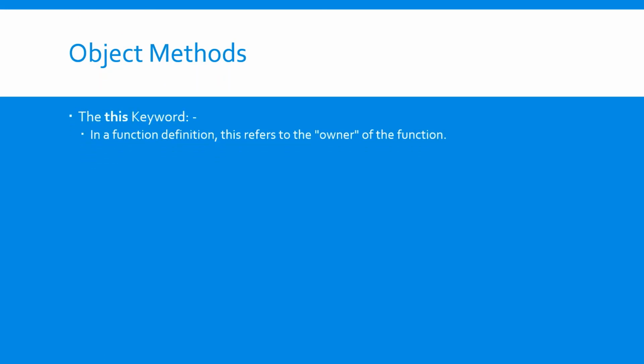As we have seen in the example, there is a use of the this keyword. So what is the use of the this keyword? In a function definition, this refers to the owner of the function. In the example above, this is the person object that owns the full name function. In other words, this dot first name means the first name property of this object.